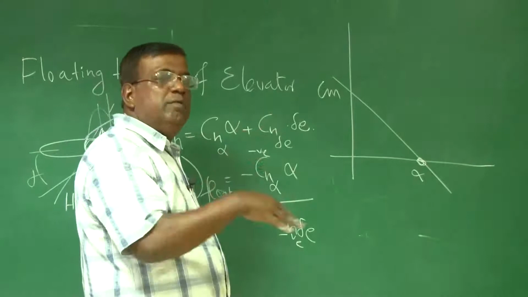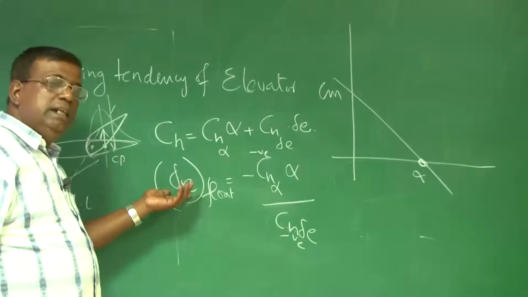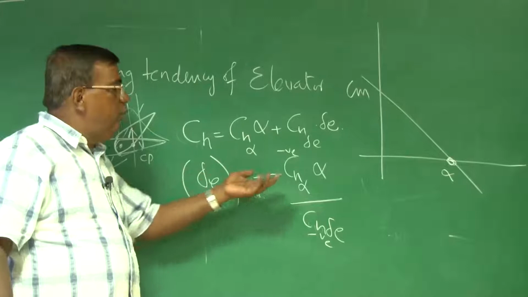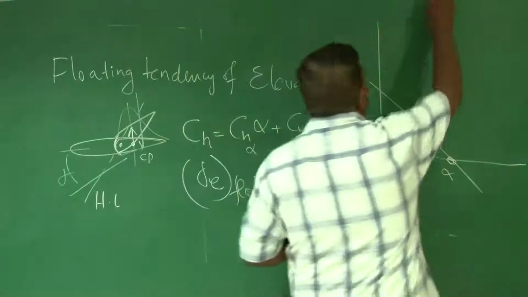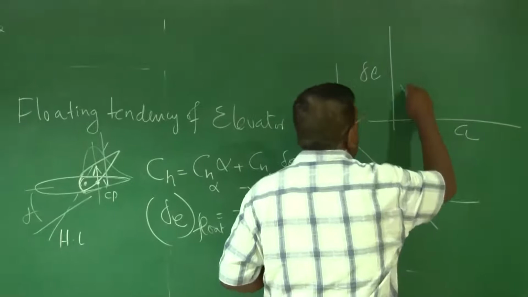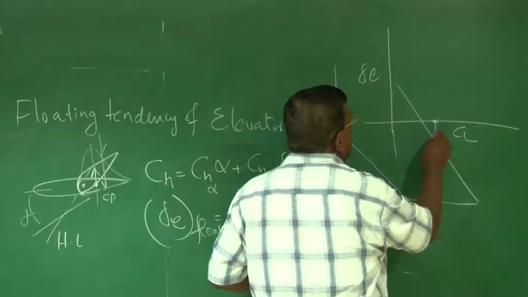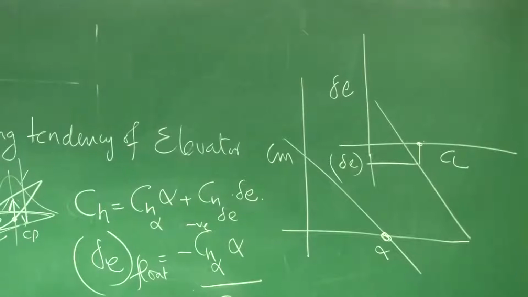But because it is a floating tendency reversible airplane, the aircraft automatically will float by this much. Now imagine your delta E is required to maintain the airplane at a particular trim. If you see this diagram, delta E versus CL, something like this. Suppose you want to fly at this CL, so it tells you I need this much of delta E. So you have to pull the stick to get that much of elevator deflection.